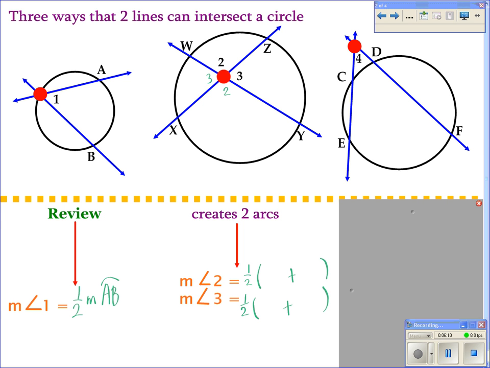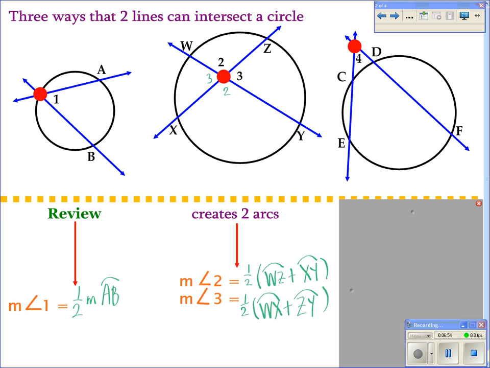So angle 2 is open up to this top arc and also the bottom arc, correct? That's kind of what it's open up to. So we're going to add those two arcs together. So WZ and then the bottom one, XY. So whatever those values are, you add them together and times it by 0.5. Angle 3 is open up to the left and the right arcs. So that's WX and ZY. So whatever the angles are open up to, you add those arcs together and cut it in half. And that will give you the angle measure. Questions on that?